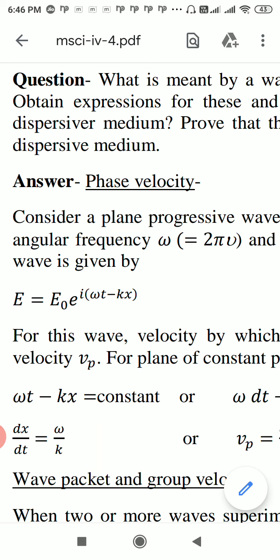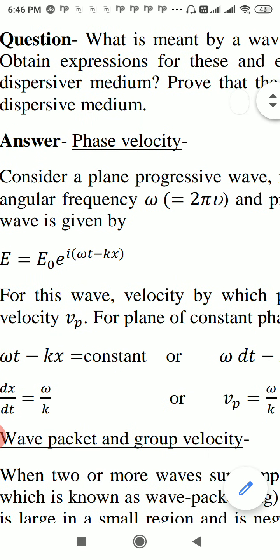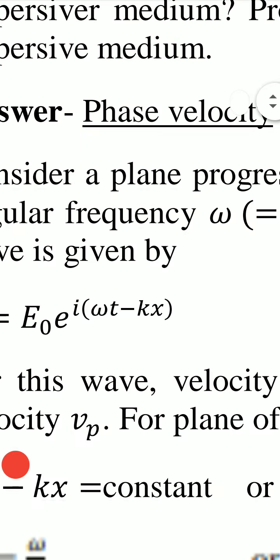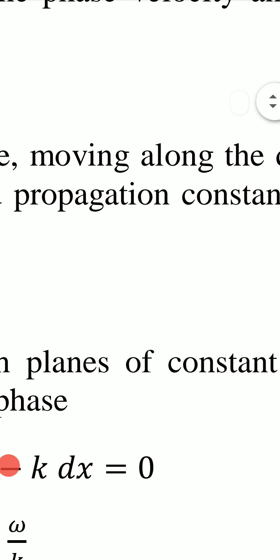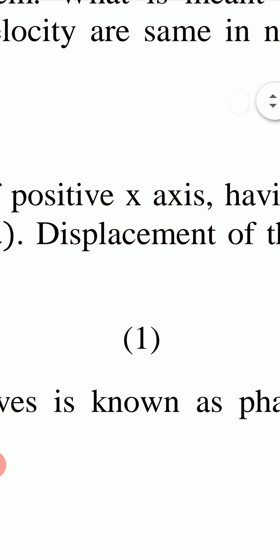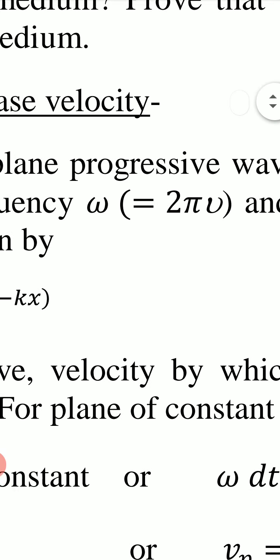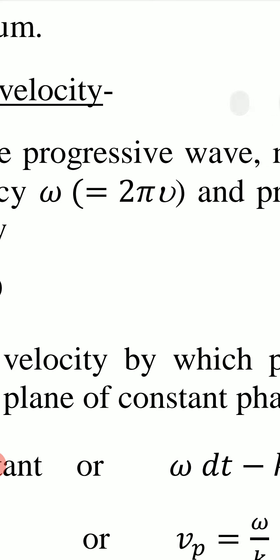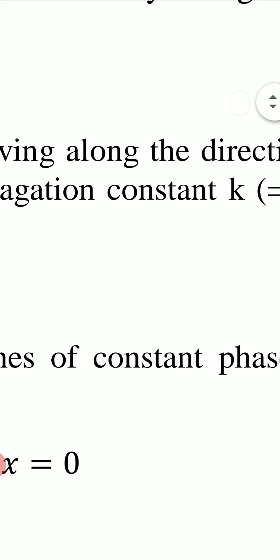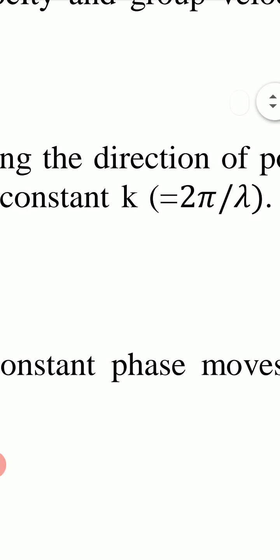Today's topic is phase velocity and group velocity. Consider a plane progressive wave moving along the direction of positive x-axis, having angular frequency omega equal to 2 pi nu. Nu is frequency, and propagation constant k is 2 pi upon lambda. Lambda is the wavelength.